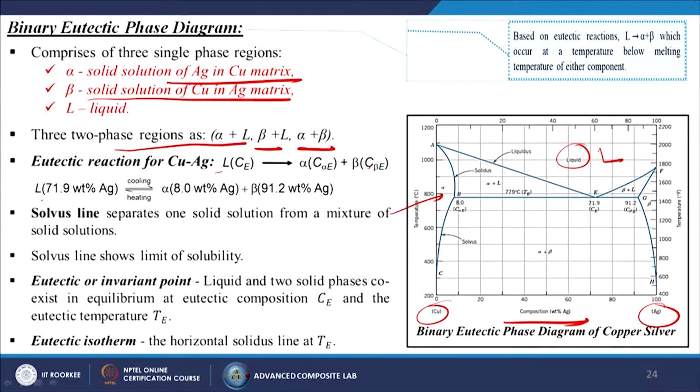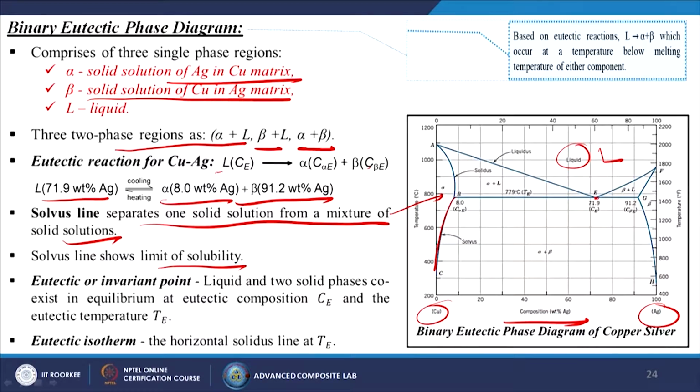The eutectic composition is 71.9 weight percent of Ag. Both cooling and heating are possible. At this particular point, alpha is 8 weight percent of Ag and beta is 91.2 weight percent of Ag. The solvus line separates one solid solution from a mixture of solid solutions. This is known as the solvus line, and it shows the limit of solubility.